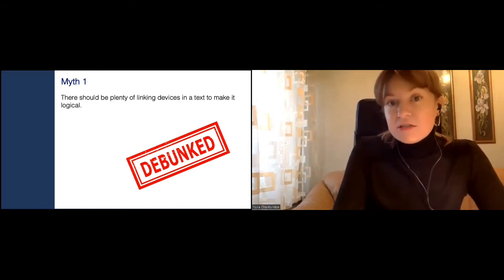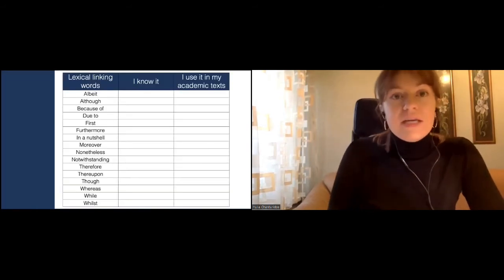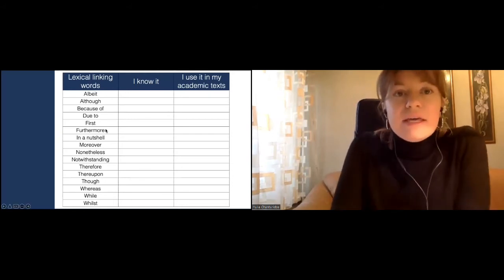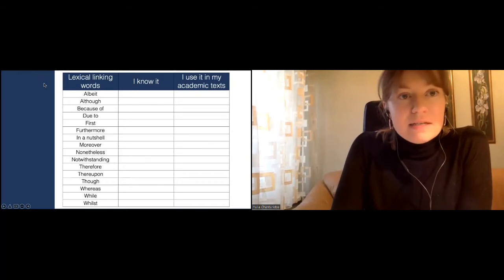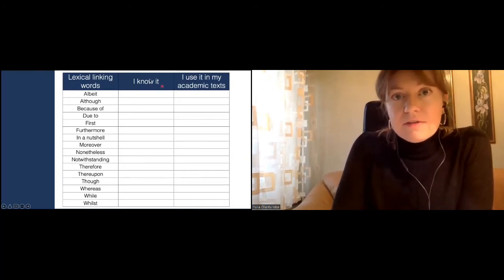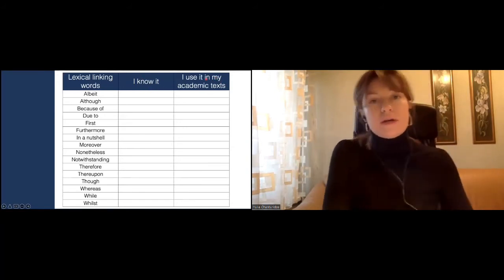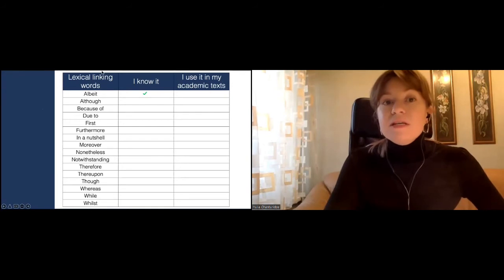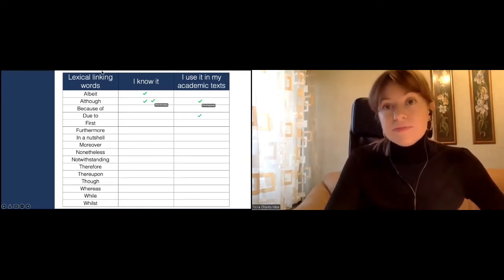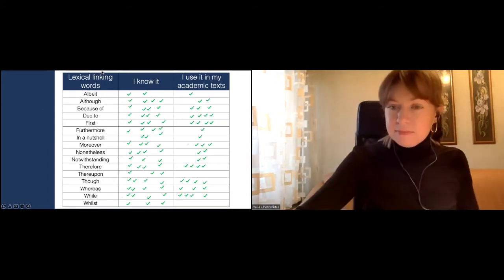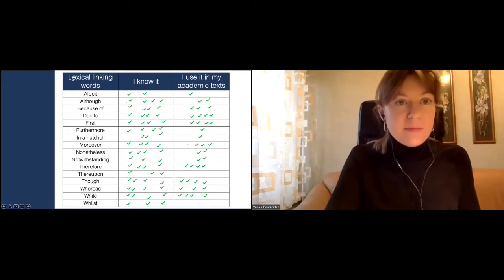Now I suggest moving forward, and here I will need also your eager participation. Here you see a table with the lexical linking words and 2 columns with those that you know and those that you use in your academic texts. Can you please either tick or mark in any other ways those links that you know and those links that you use in your academic texts? Okay, thank you very much for your results.